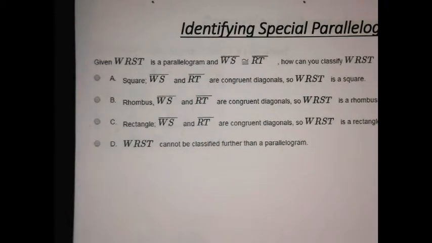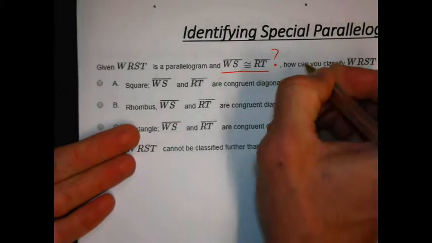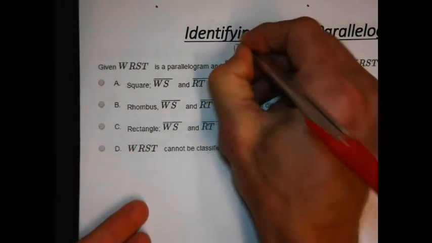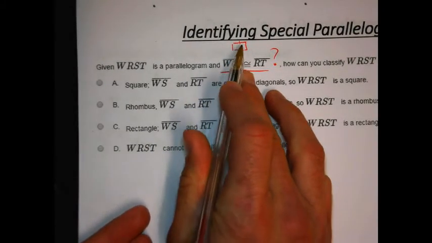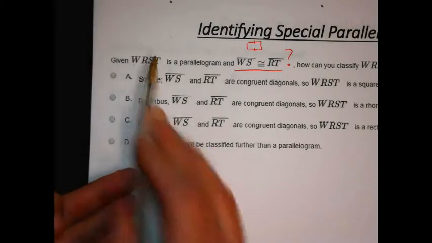Do we know what this is referencing? Are we talking about sides? Is this what it's saying? Are we talking about side lengths being congruent? Is that what's happening here? And the answer is no, it's not. This is what we're given: WRST. It is a parallelogram.